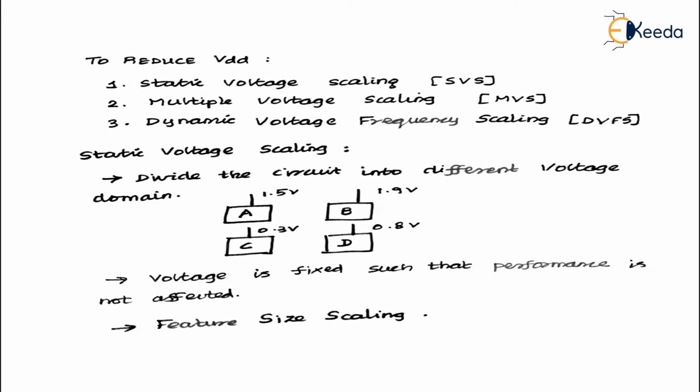We know that power is nothing but V into I. So I'm doing certain steps so that my power is not being affected. I'm distributing in such a way that all the circuits are getting the same fixed voltage. And I can do this with the help of feature size scaling. So I'm going to reduce the feature size such that all the devices are going to get a fixed voltage.